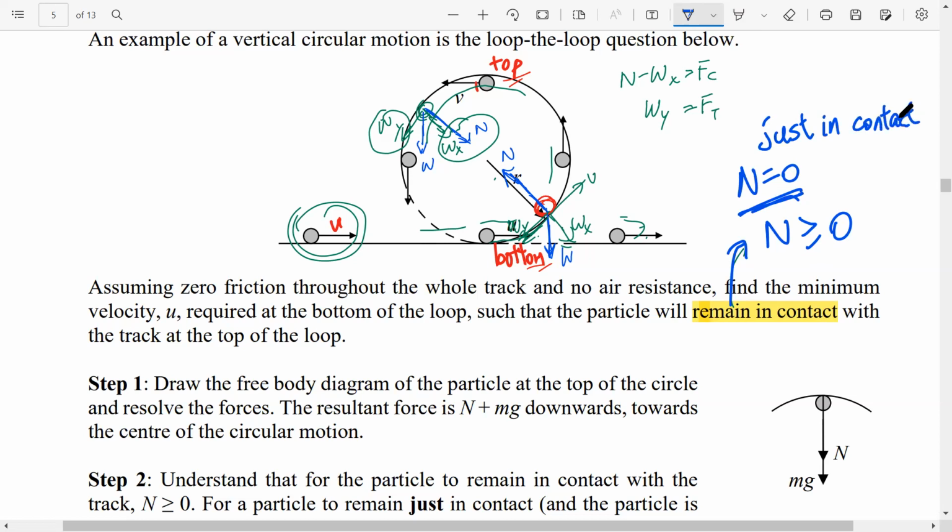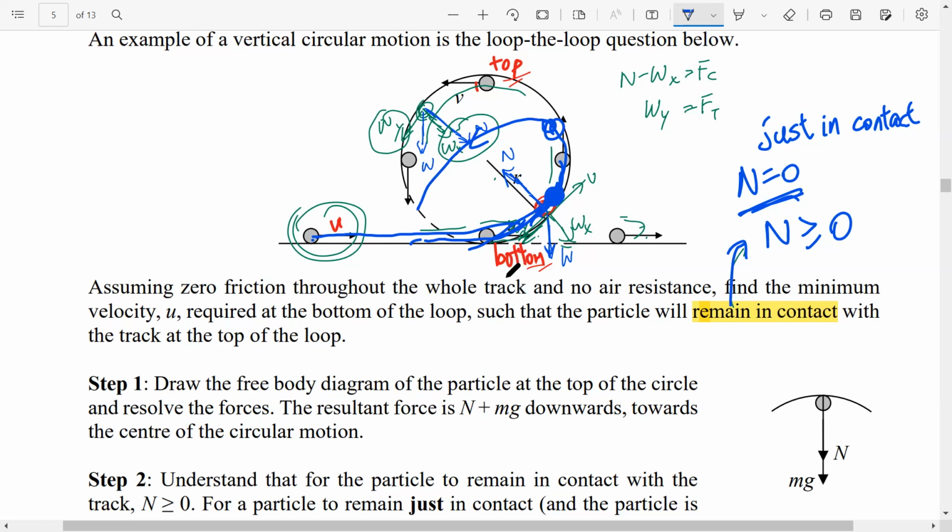When you calculate that it is exactly equal to 0, that is the limiting case. If N is negative, it means that it already lost contact earlier. It was equal to 0 in an earlier part of the motion. That means it will move along here and go up. If it stops here, then good, it'll come back. If it goes a bit more, it will move in a projectile motion.